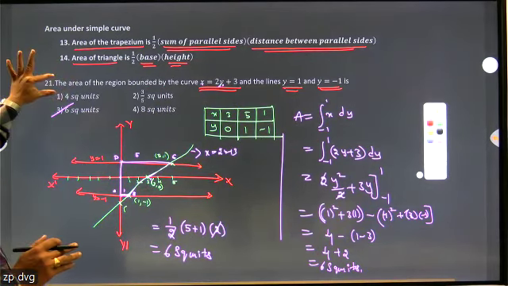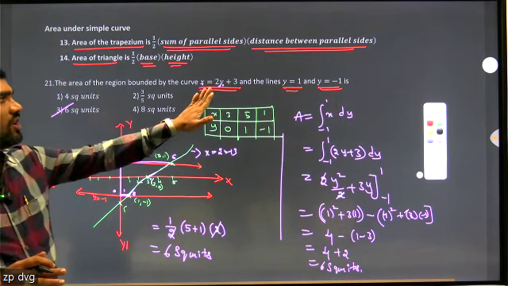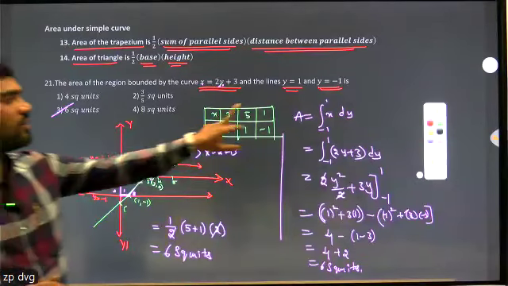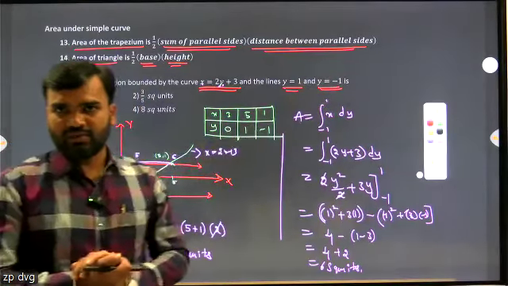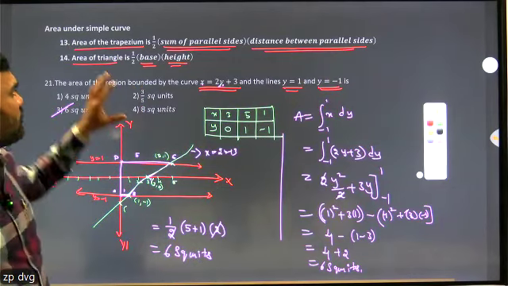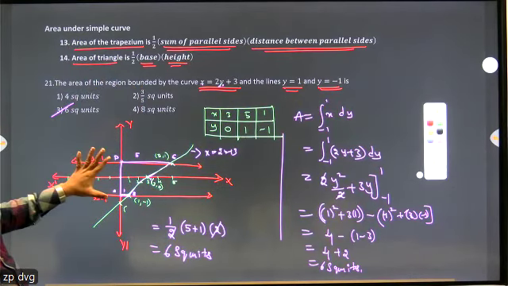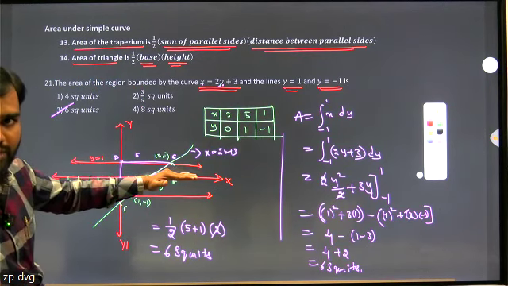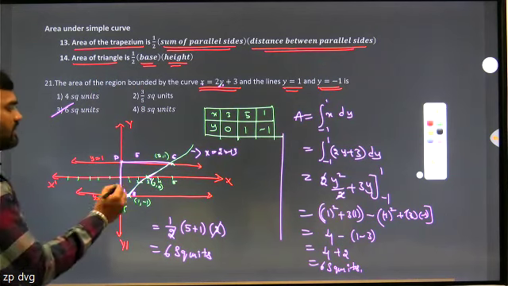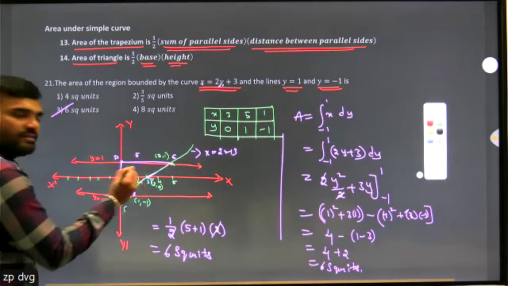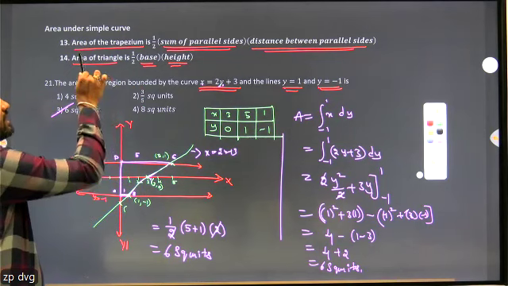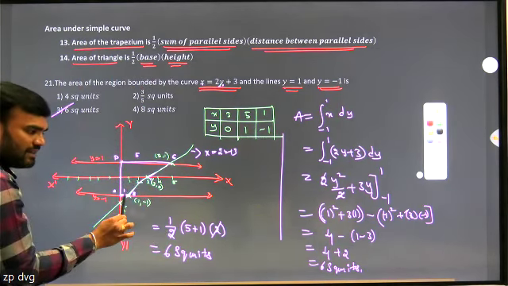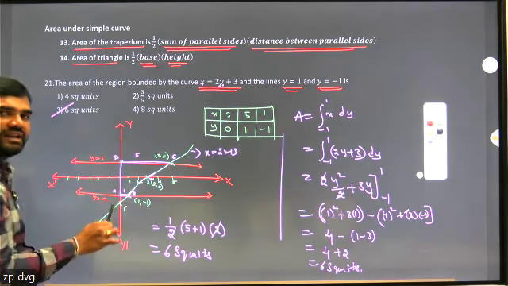Here the question is the area of the region bounded by the curve x is equal to 2y plus 3 and the lines y is equal to 1 and y is equal to -1. First we have to draw the graph, with y is equal to -1 and y is equal to 1. After that we find this region, either by the area of trapezium, which is half into the sum of the parallel sides into the distance between the two parallel sides.